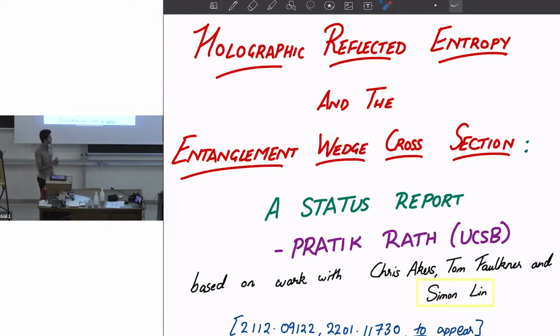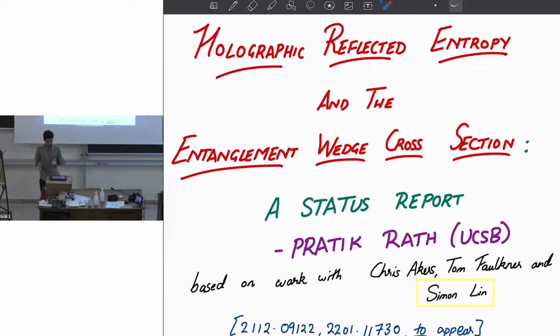The topic of my talk today will be sort of a summary of this research program that we've been pursuing with Chris, Tom, and a student at UIUC, Simon Lin. It's resulted in two of these papers and some more work that's to appear. I should point out that Simon is a graduating student this year, so look out for him when he applies for postdocs.